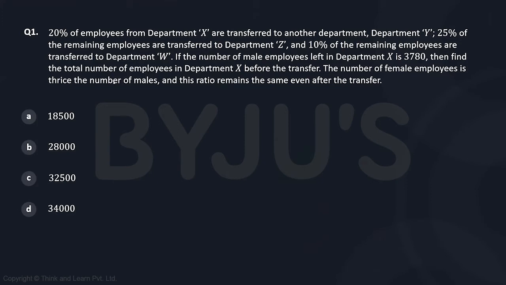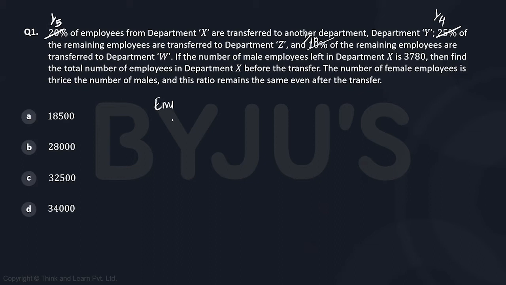The number of female employees is thrice the number of males, and this ratio remains the same even after the transfer. So this is a question related to shares and percentages, conversion into fractions. So what I'm going to do is write down the fractions for each one of them. 20% can be written as 1/5, 25% can be written as 1/4, and 10% can be written as 1/10. So I'm going to multiply all the denominators.